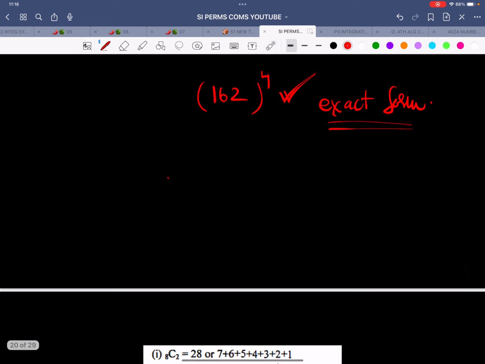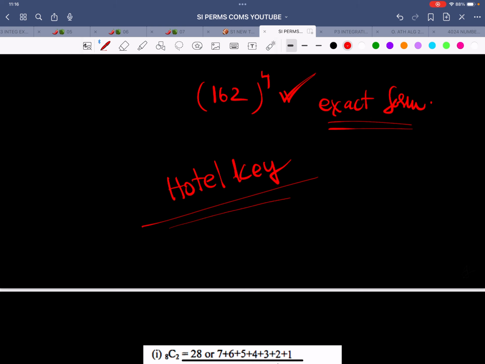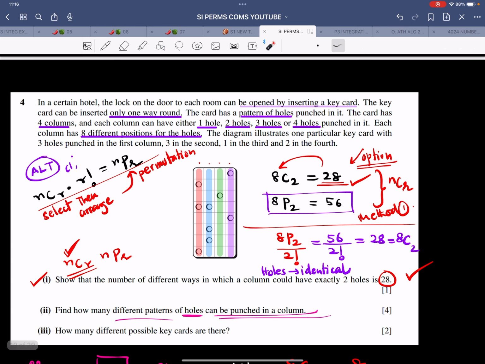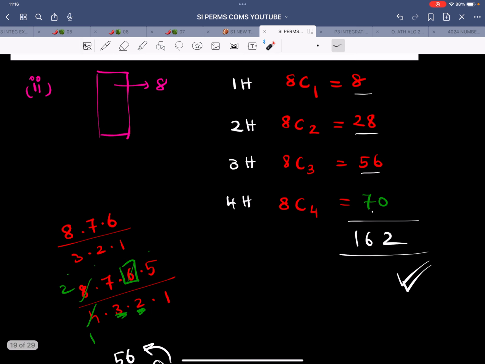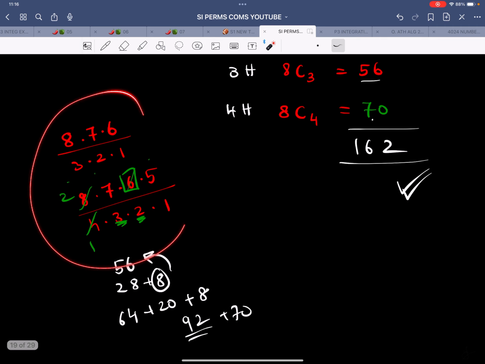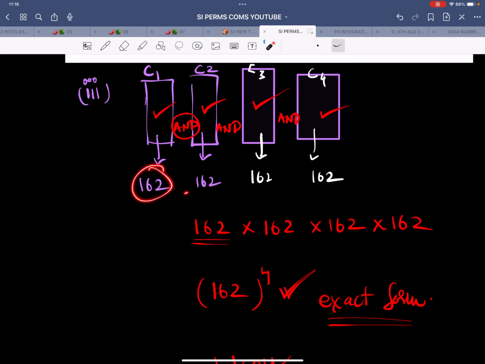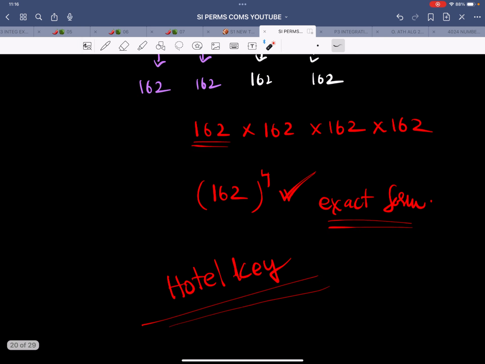So that was one classic question regarding a hotel key, in which what exactly have we used? We have first decided on whether it's combination or permutation. And then we have decided on the concept of combination 8C1 or 8C2 or 8C3 or 8C4. That is why we have added them. We have done some basic calculation, and definitely you can use a calculator. And then we have used the concept of AND, which is multiplication.